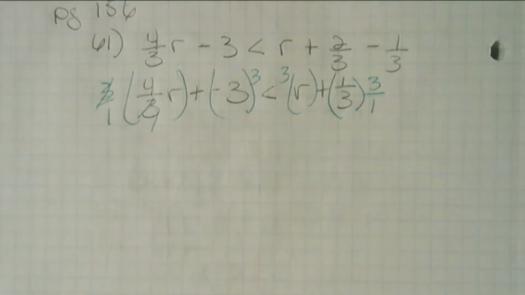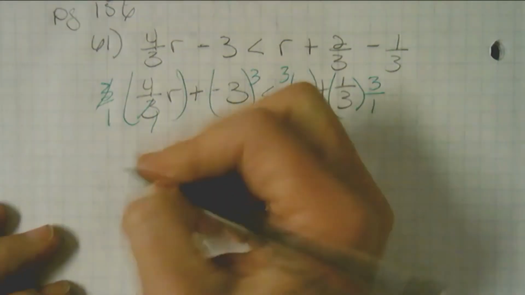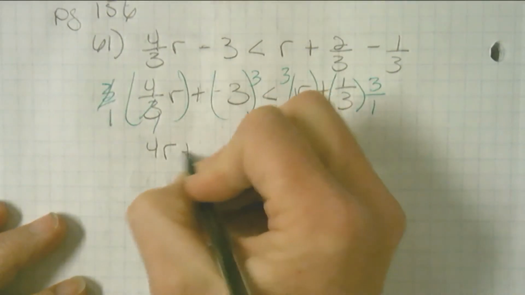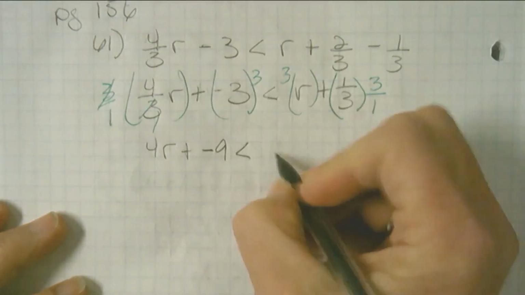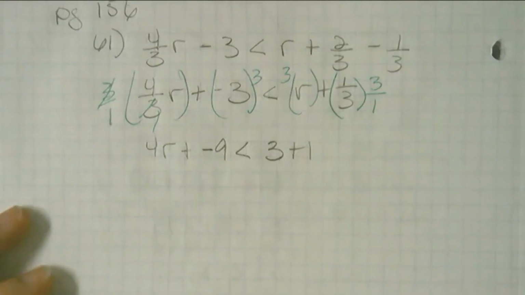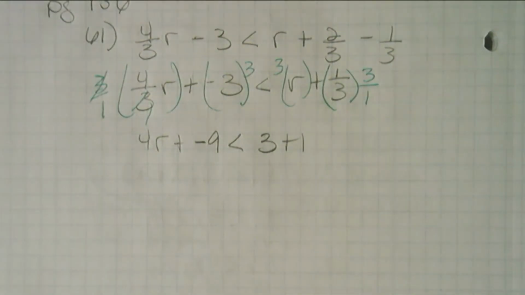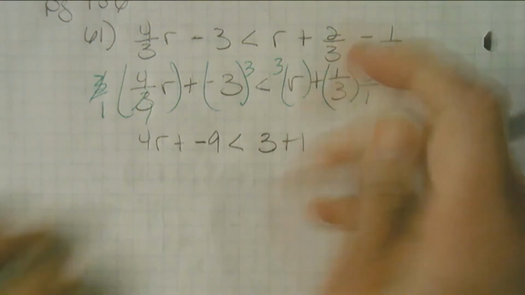If you guys did not do clearing fractions, I do want you doing this right now. Just off to the side, redo the problem clearing fractions so you get used to it, because it is a tool that I think can be really helpful. So I have 4r plus negative 9 is less than 3r plus 1. If you're on the high school placement test and you're given this, clearing fractions will make it considerably easier.